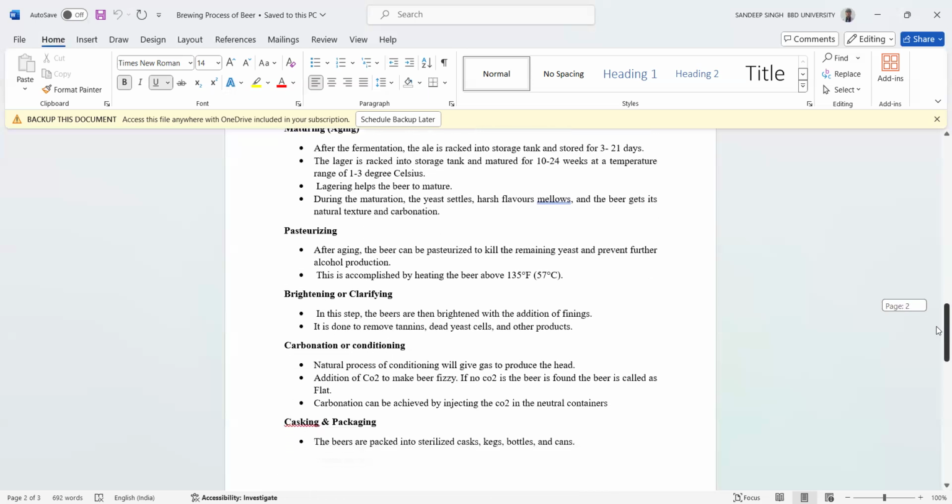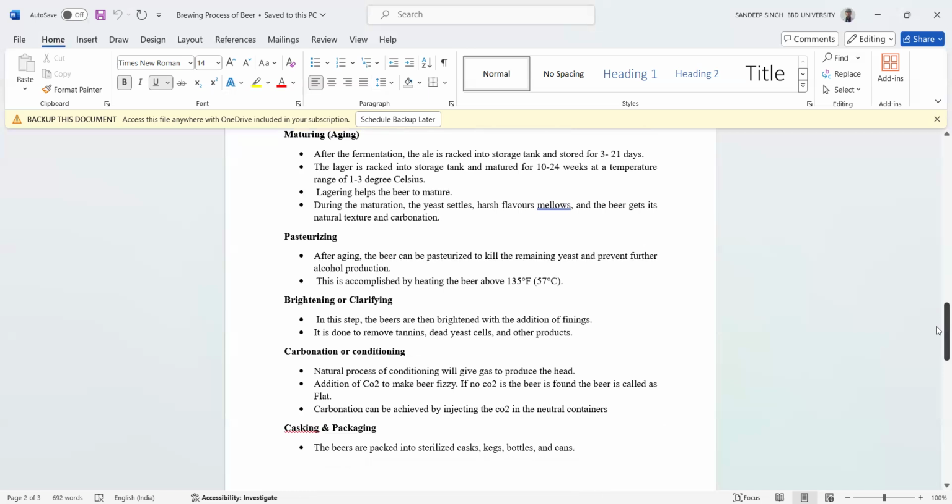Now, maturing or aging. After the fermentation, ale is racked into a storage tank and stored for 3 to 21 days. The lager is racked into a storage tank and matured for 10 to 24 weeks at a temperature range of 1 to 3 degrees Celsius. Lagering helps the beer to mature. During the maturation, the yeast settles, harsh flavors mellow, and the beer gets its natural texture and carbonation.